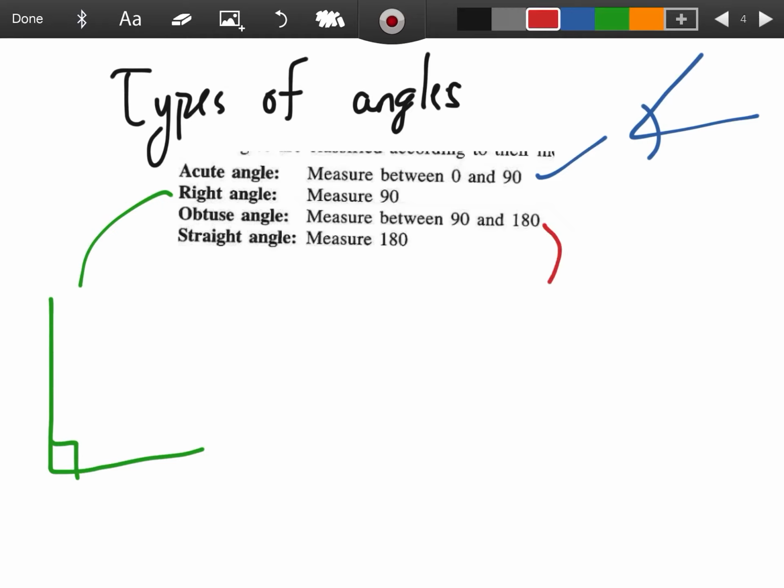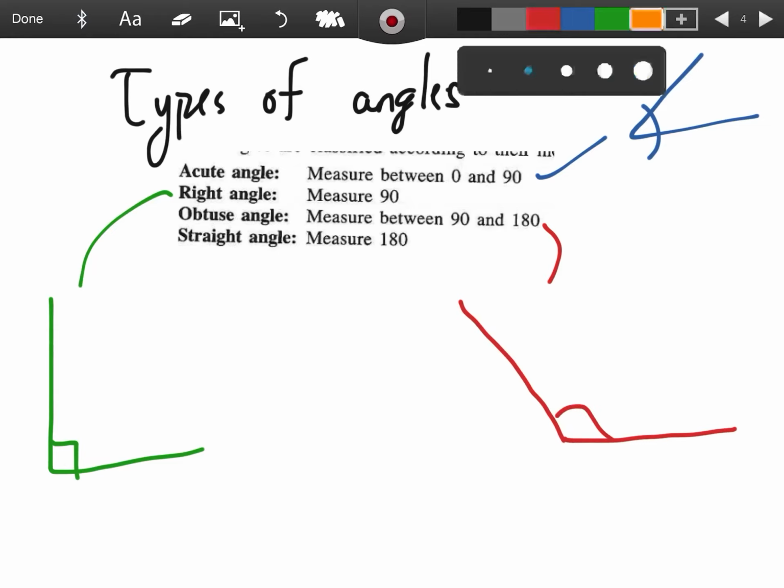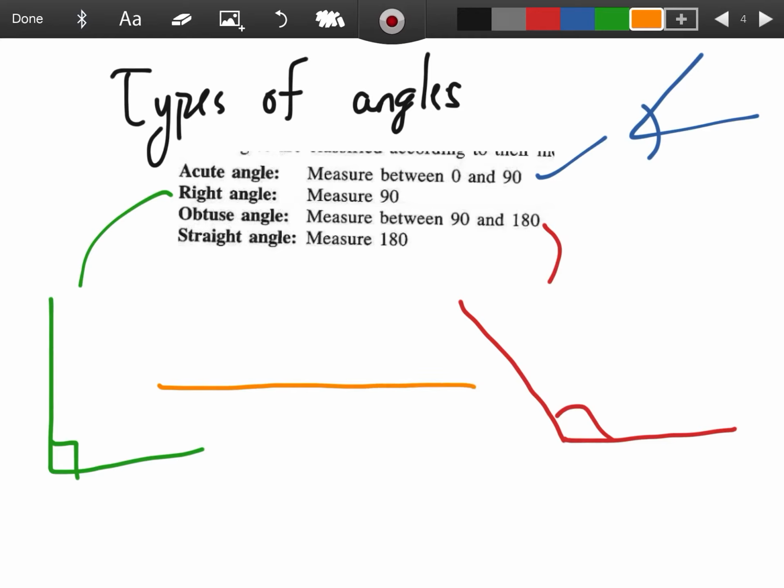An obtuse angle measures between 90 and 180. So an example of an obtuse angle would be an angle like this. And then finally, a straight angle. A straight angle, remember, is just with opposite rays. It looks like just a straight line. Those are equal to 180 degrees.